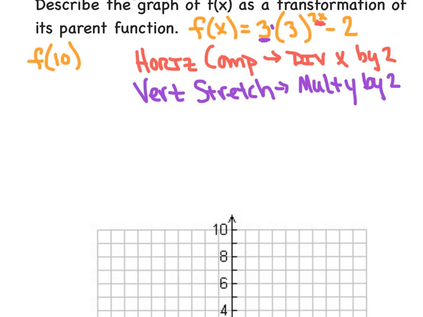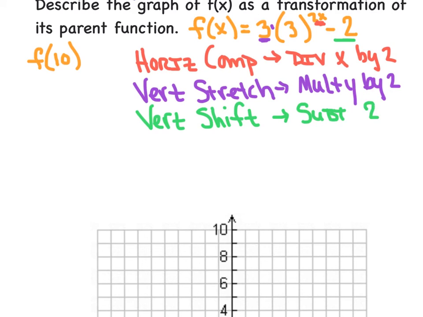And then last but not least, this minus 2 dangling at the end is a vertical shift. Big difference between a shift and a stretch, of course. And in this case, we're going to subtract 2 from each y coordinate, in other words, we're going to move everything down 2 units.